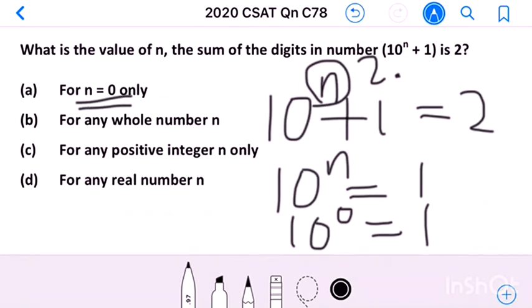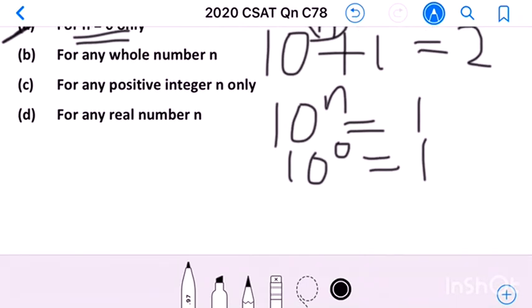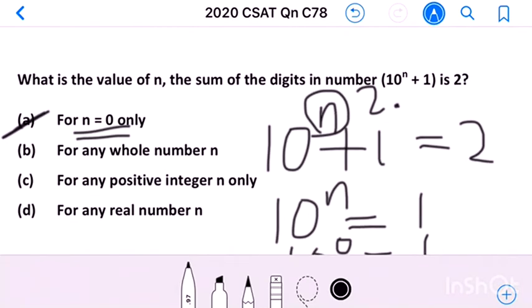Then see the second option. This is our answer. For any whole number, what is meant by whole number? Whole number means 0, 1, 2, 3, including 0, the positive integers: 0, 1, 2, 3, 4, 5, 6. If we give n equal to 1, then 10 raised to 1 equals 10. 10 plus 1 is 11. So this is not our answer.